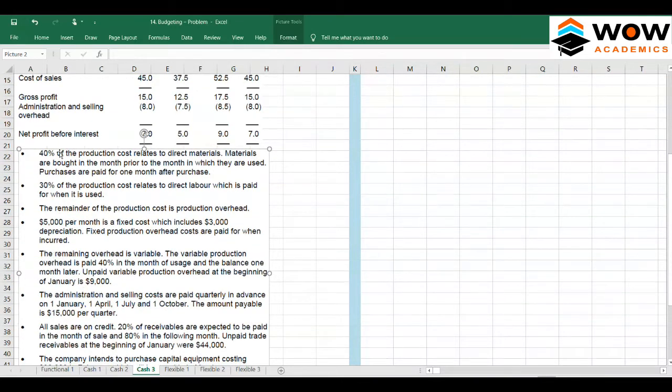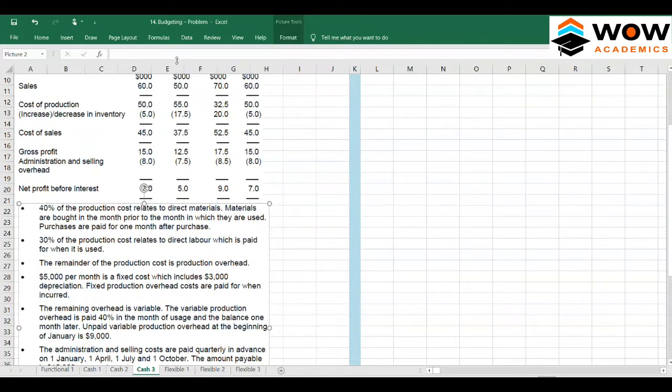The information is: 40% of production cost relates to direct materials. So what is the production cost here? This is the production cost. 40% of this represents direct material, and materials are bought in the month prior to the month in which they are used. So if they are going to use it in February, it's already bought in January. Purchases are paid for 1 month after purchase. So purchases will be paid in the next month.